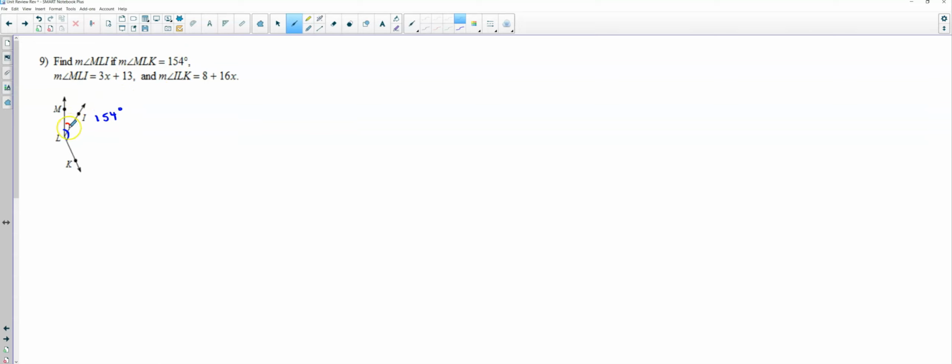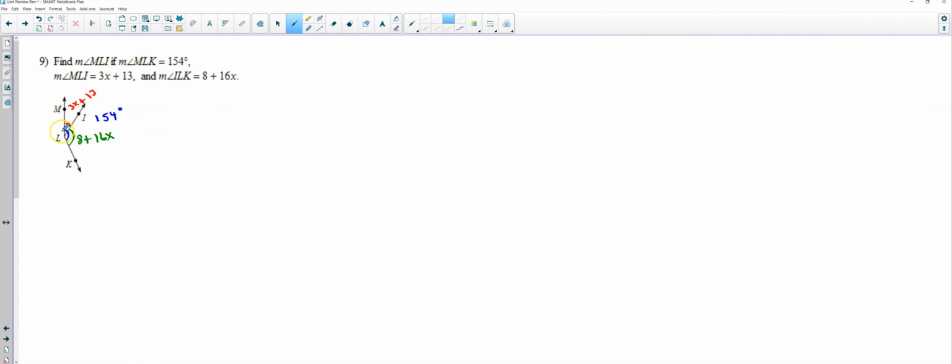The measurement of MLI is 3x plus 13. So let's go back to red. This is 3x plus 13. And then the measurement of ILK, I'm going to put that in green. ILK is this one right here. That's 8 plus 16x. Okay, so the red plus the green is going to give me the blue.